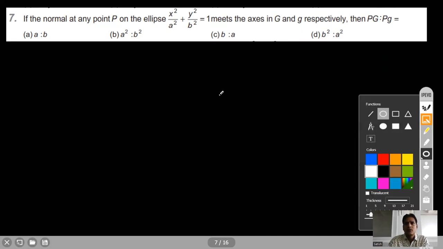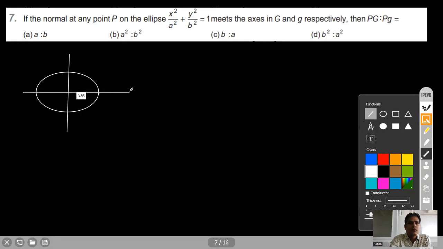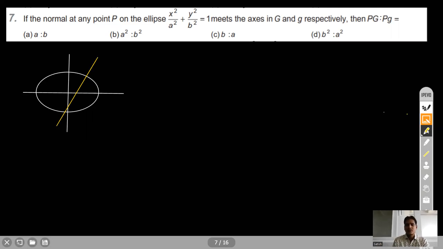So I will draw a quick sketch for this. Right. So this is our ellipse. This is the axis. It is talking about the normal on the ellipse, so I have to draw one normal. This is our normal, suppose. And this normal is meeting the axis in G and g. Now I will write the names. So this yellow colored line is normal, right? Normal to this ellipse, whose equation is, this is our standard ellipse, x square upon a square plus y square upon b square equal to 1. So this yellow colored line is normal to this ellipse.